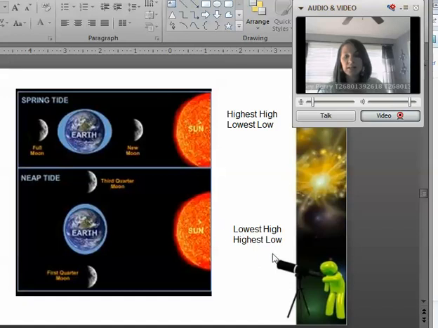That's the wording that kind of gets students. So during a neap tide, when the earth, moon, and sun are at a right angle, we have our lowest high tide and our highest low tide. Hopefully that explains those a little bit. If you have more questions on tides, let me know.